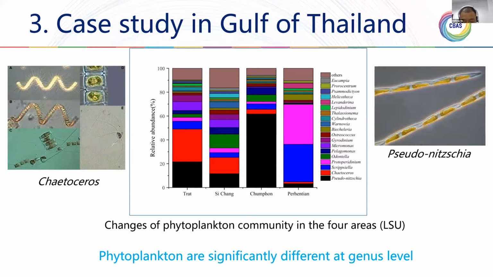However, phytoplankton are significantly different at the genus level. The two diatom genera, represented by black, are Pseudo-nitzschia, and by red, Chaetoceros. Chaetoceros is dominant in the Gulf of Thailand, but the relative abundance changes in different areas. In Perhentian Island, the two dinoflagellate genera, Protoperidinium and Scrippsiella, dominate the groups.